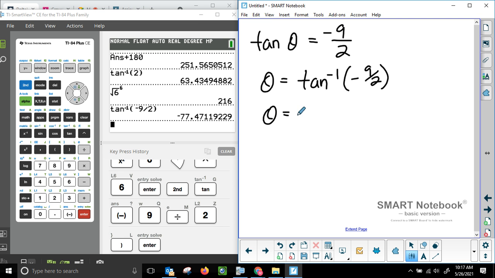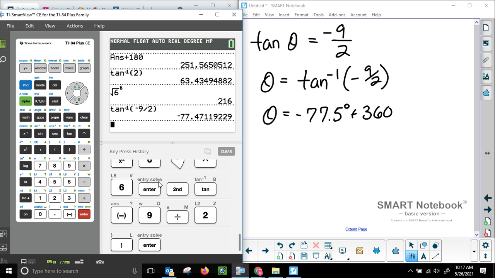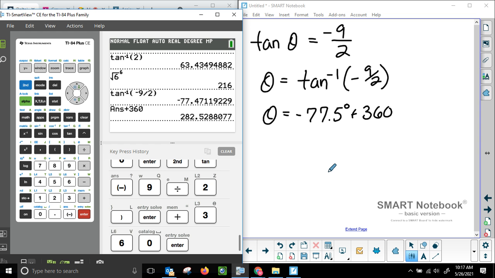So theta is equal to -77.5 degrees. Of course, our directions here say that it needs to be between 0 and 360. How can I get a coterminal angle? Add 360. So if you add 360 to that, you get 282.5.